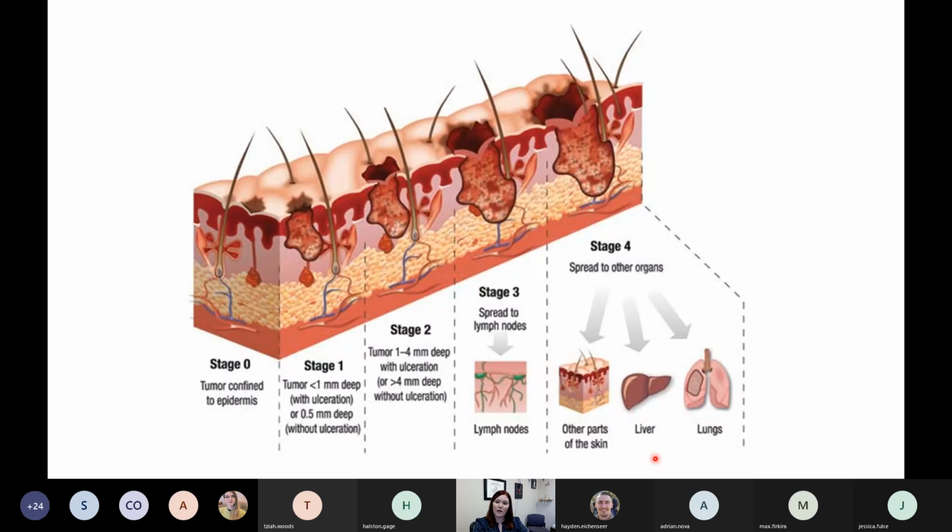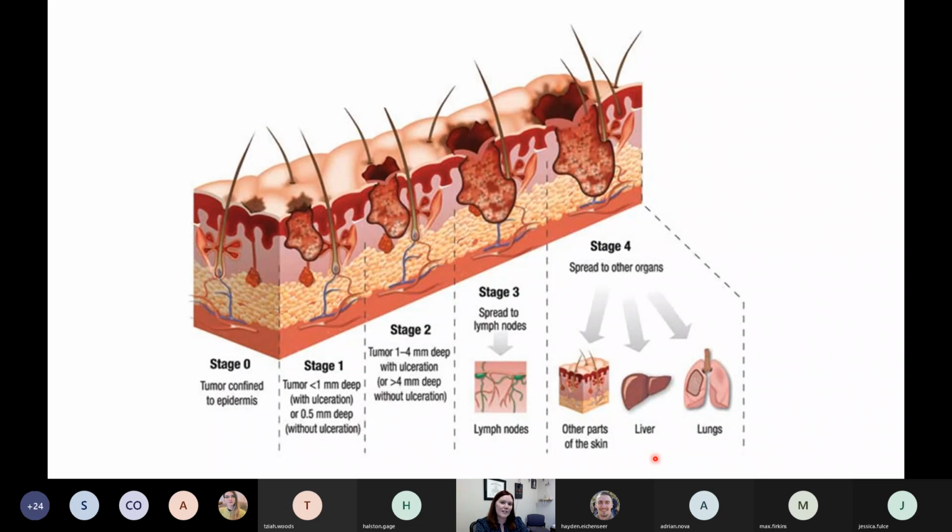How do we feel about stages of melanoma? Thumbs up or any questions before we move on? Angelita's good, getting some thumbs up.